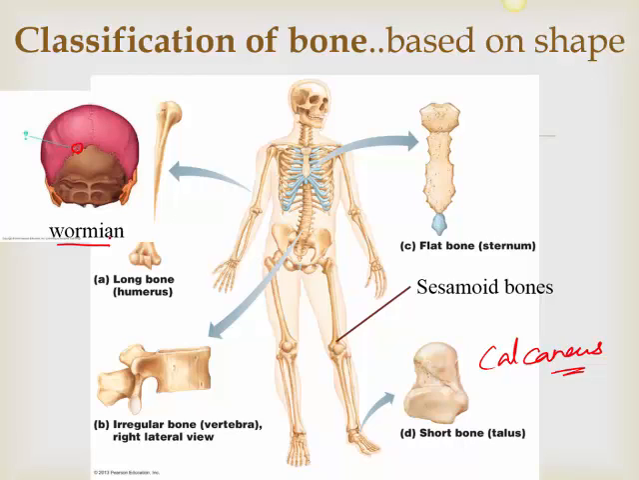which, during the process of ossification or bone formation, are ossified separately, and so they have a separate border around them. So during the process of ossification, they form little islands of bone. So these are known as Wormian bones.